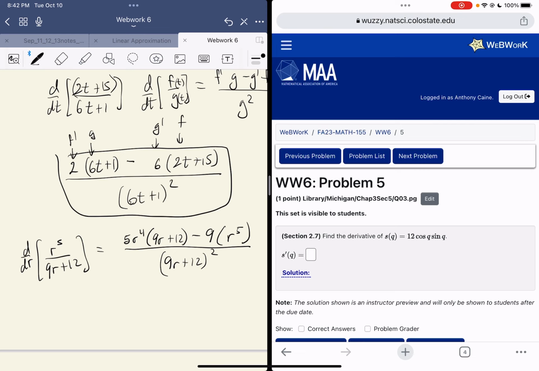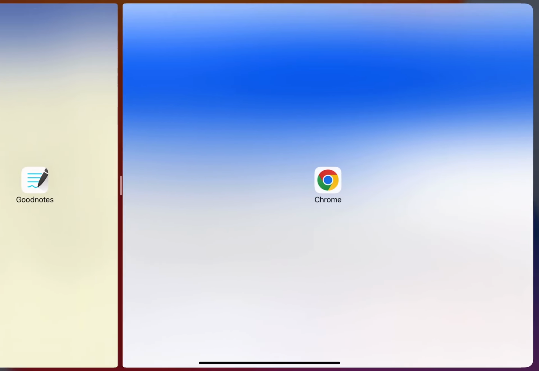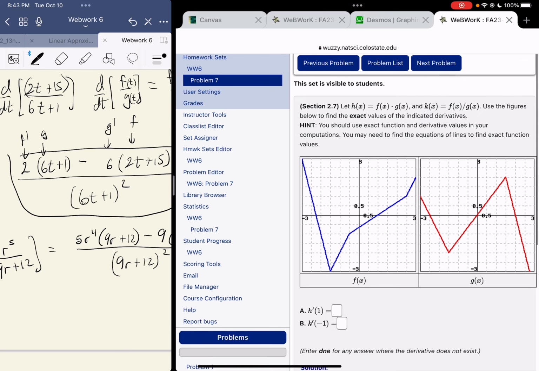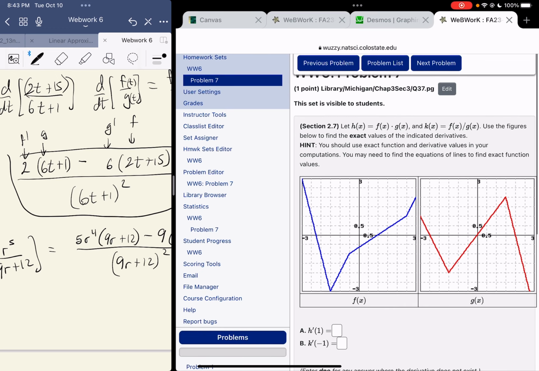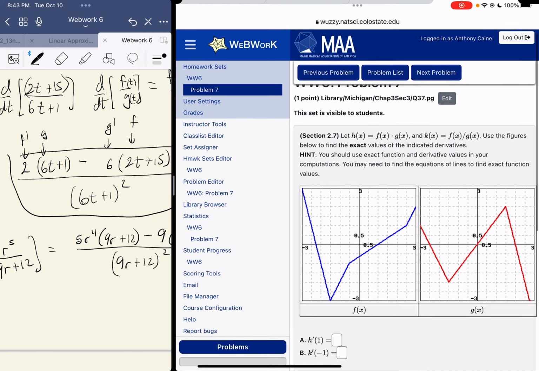Next problem. So now another product rule. Not going to do it. We've done a couple of them now, so that's on you. Another product rule. You just do that one. All right, this one, let's go ahead and make it full screen or close to it here. What do we need? So use the figures, blah, blah, blah. Is that it? Sweet. All right.